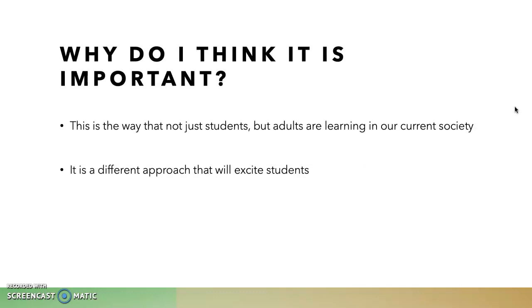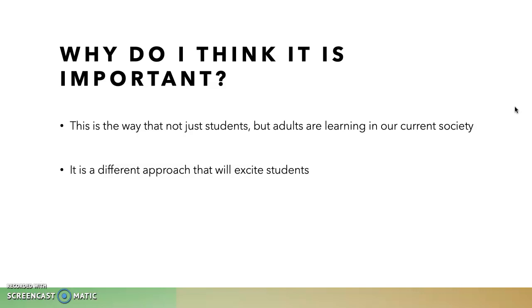So, why do I think it is important? Again, this is the way that not just our students, but adults are learning in our current society. So, you see it all the time. I do it on a weekly basis, looking at YouTube videos, looking at how to do things, how to fix my sink, how to fix my oven, whatever it is. This is the way that we are starting to learn as a society.